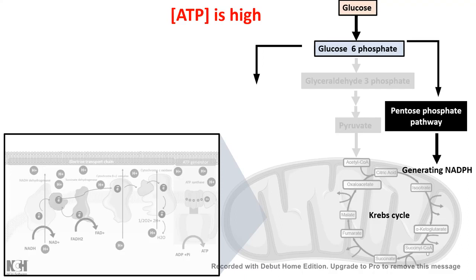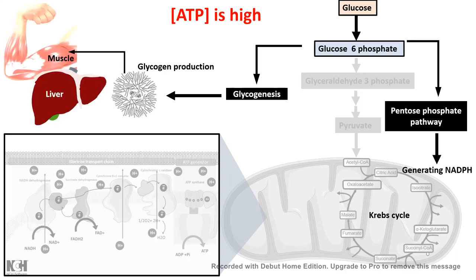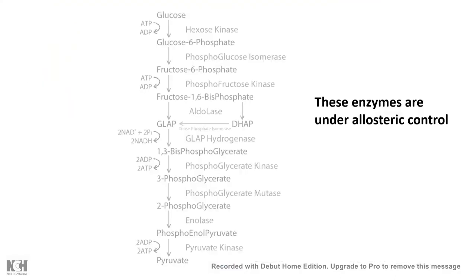Now, glucose 6-phosphate can also be channeled for production of glycogen via the process of glycogenesis. And the glycogen production takes place in liver and muscles where it is stored. It's like a fixed deposit of glucose. So we can clearly understand this 10-step enzymatic process of glycolysis is highly regulated and totally dependent upon the energy demand. So let's look at how, depending upon the energy situation and nutrient availability, this process is regulated.